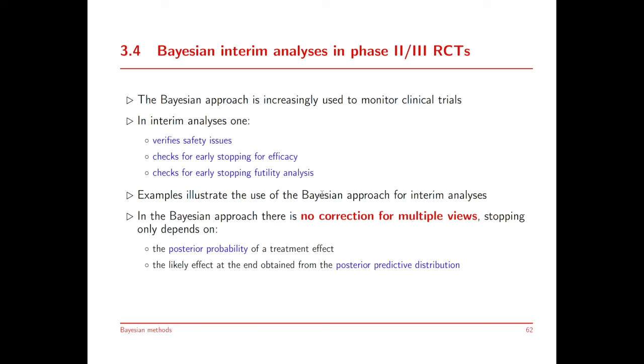We show now an example of the Bayesian approach for interim analysis. We have to realize now that the Bayesian approach does not correct for multiple views. So stopping only depends on what we have as information on the treatment effect, in this case the posterior probability. We can also make conclusions when we base it on the posterior predictive distribution. Now the posterior predictive distribution is the distribution that tries to imagine what will happen when we continue our study until the end.